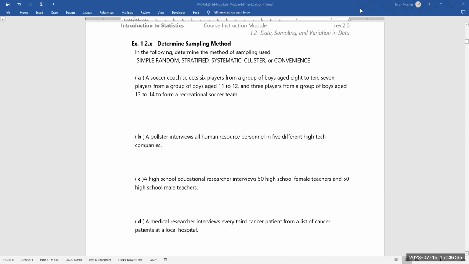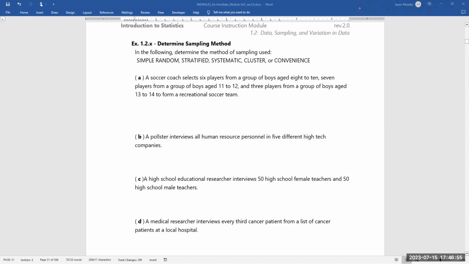Okay, now let's look at some examples of determining sampling methods from some given scenarios. So in the following, let's determine the method of sampling that's used: simple random, stratified, systematic, cluster, or convenience.